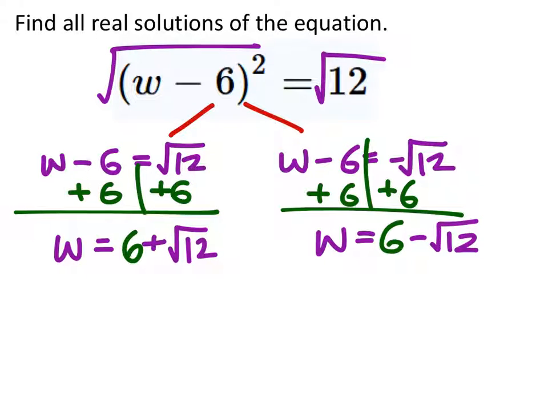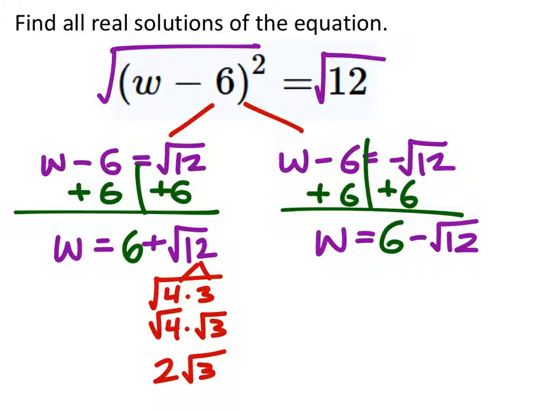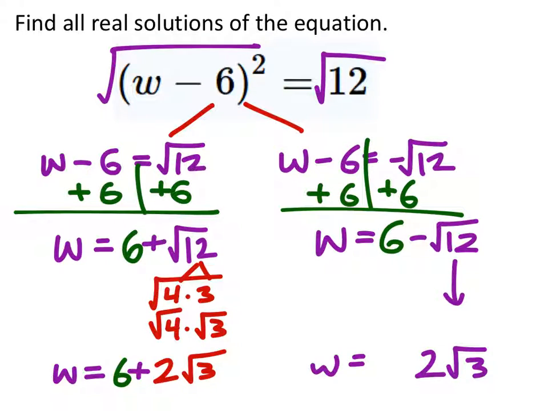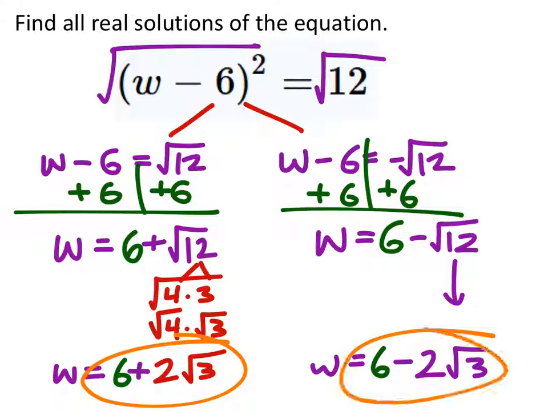I need to take the square root of 12 and split it up into the square root of 4 times 3. Why 4 times 3? Because 4 is a perfect square. So this is really the square root of 4 times the square root of 3, and the square root of 4 is 2. So I have 2 times the square root of 3, and that would be fully simplified. W equals 6 plus 2 square root of 3. And I can break up the other square root of 12 into 2 square root of 3 as well. So that one gave us w equals 6 minus 2 root 3. That's one answer, and there's the other one: 2 answers.